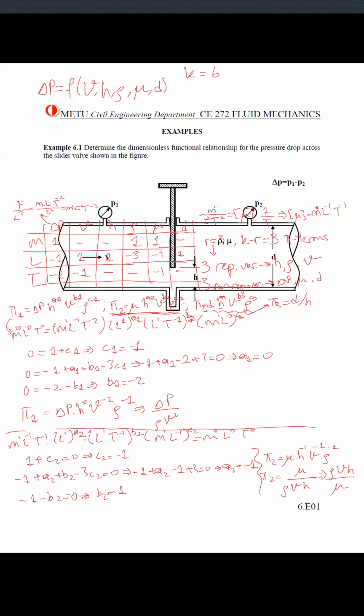That's it. We obtained 3 pi terms. We have this delta P over rho V squared, the Reynolds number, and previously, without making calculation, we obtained this one, D over H, so that we can formulate the solution like this. Delta P over rho V squared can be written as a function of D over H and Reynolds number.